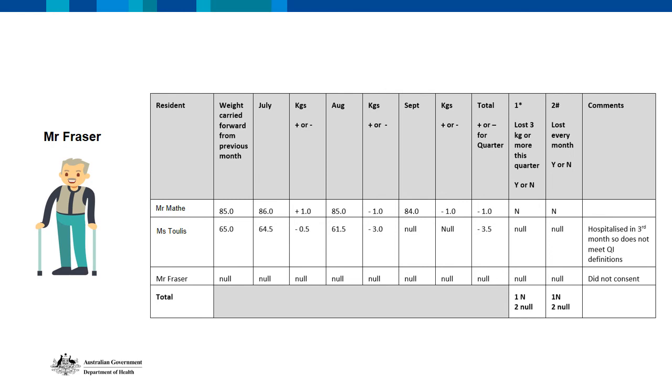Now, in the same way as for Group 1, you summarise the comments for Group 2 and tally the total for each measure. That ends Group 2 and the unplanned weight loss data collection for this quarter. Next, let's look at the data summary for the quarter.